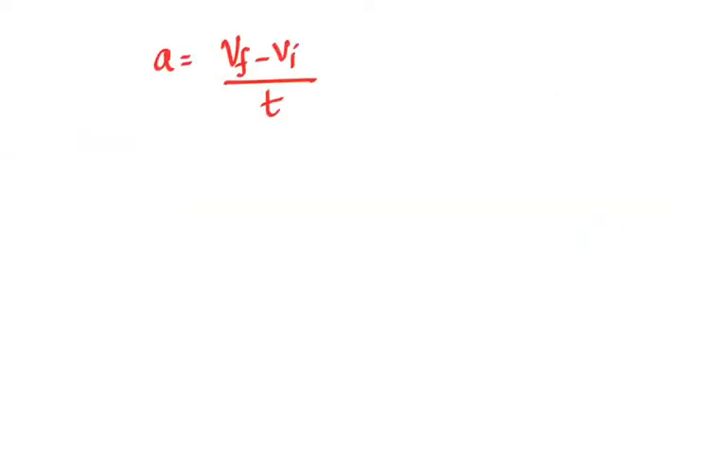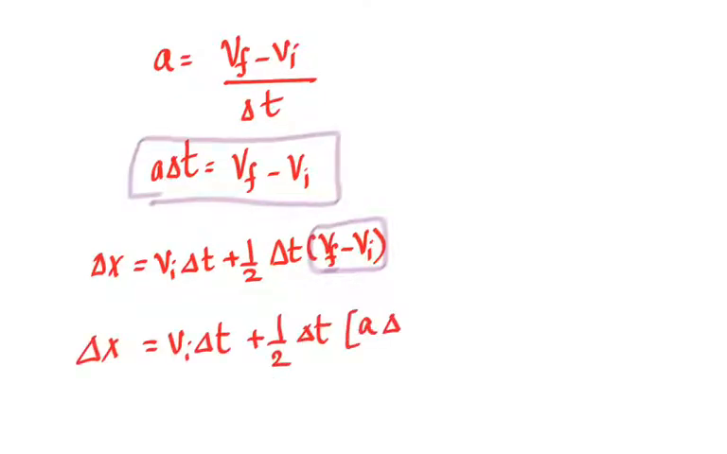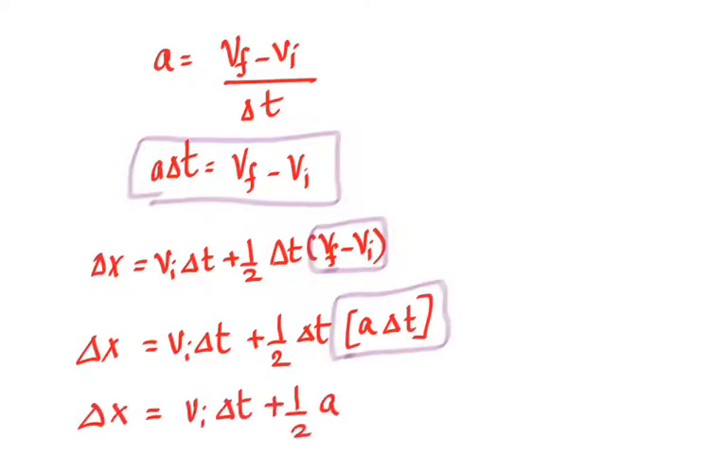Now vf minus vi divided by t is actually acceleration. So we can write a delta t is equal to vf minus vi, which we are going to substitute in the equation of displacement which we got before. So in place of vf minus vi, we will substitute a delta t, and then we'll simplify this equation to combine delta t together. It becomes delta t square.